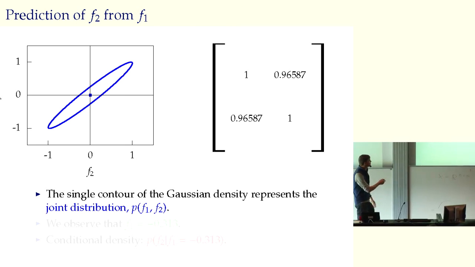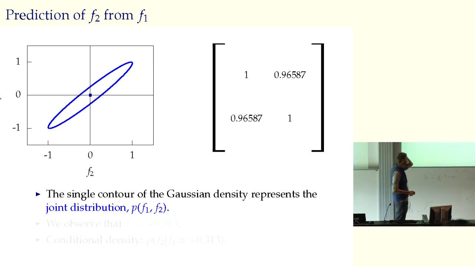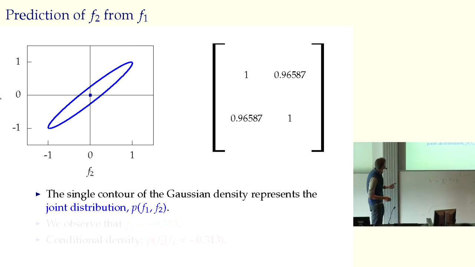So this is the joint distribution, and now we're going to do a very difficult challenge. We're going to deal with one training data and one test data under this joint distribution. So I'm going to make an observation of F1.